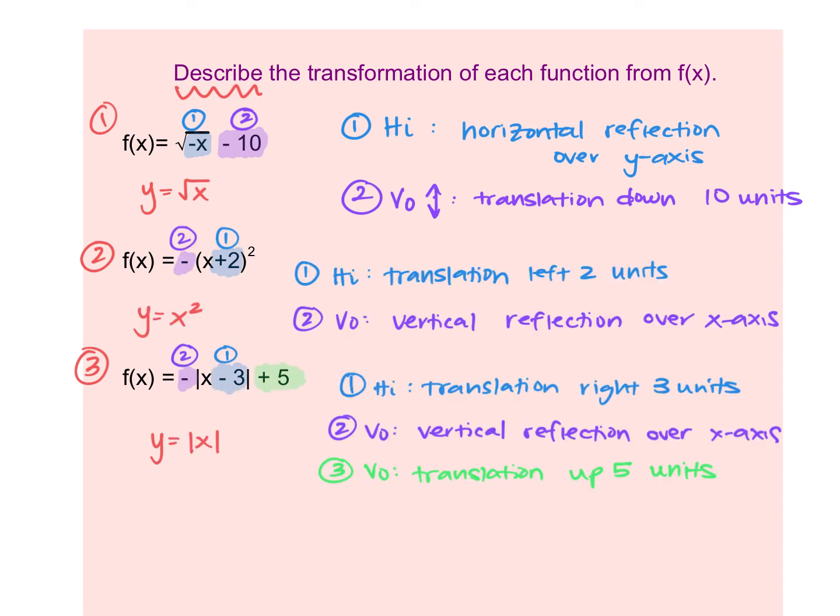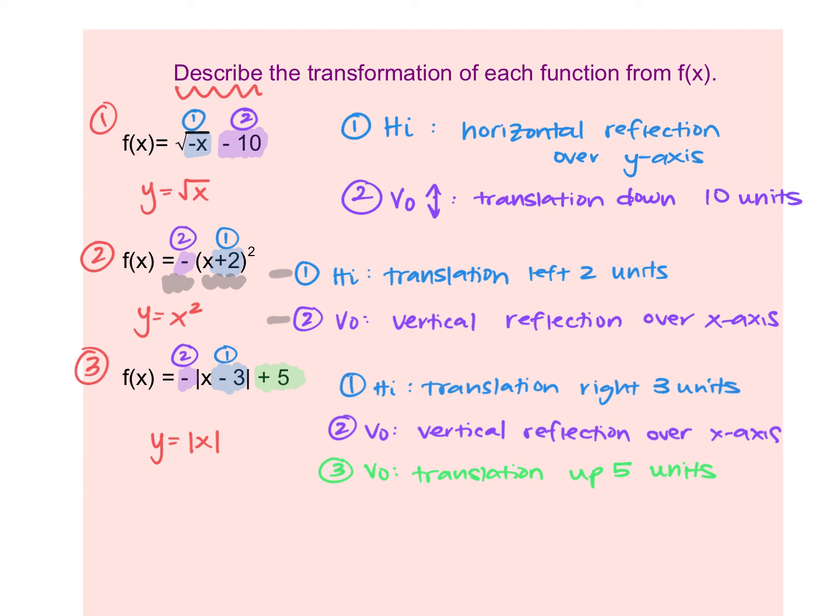All right, compare your answers and see how you did. In the second one, we should have two different transformations. The first one, horizontal on the inside, is a translation to the left 2 units. Be careful, opposite of what you would expect. This is moving to the left. On the outside here, this negative is going to be a vertical reflection over the x-axis. Multiplying it by -1 is always a reflection.